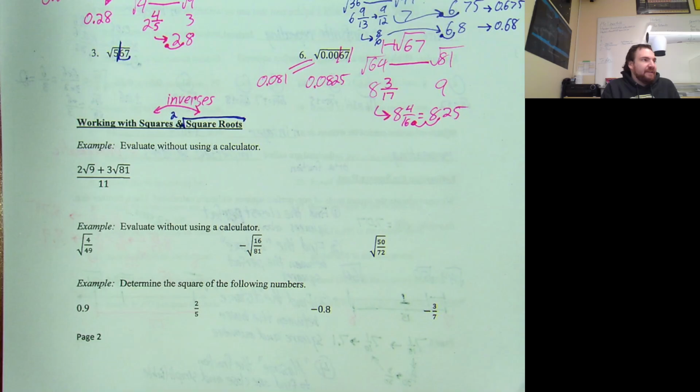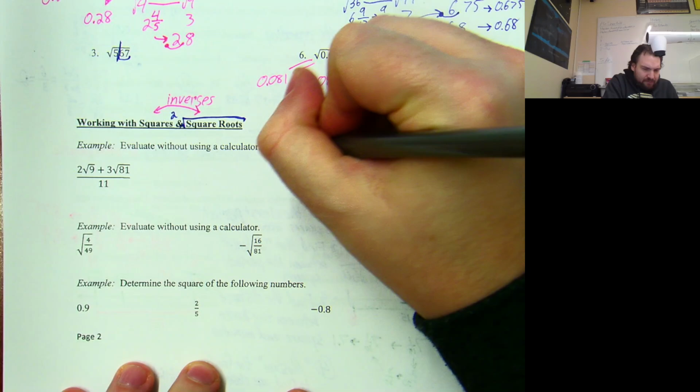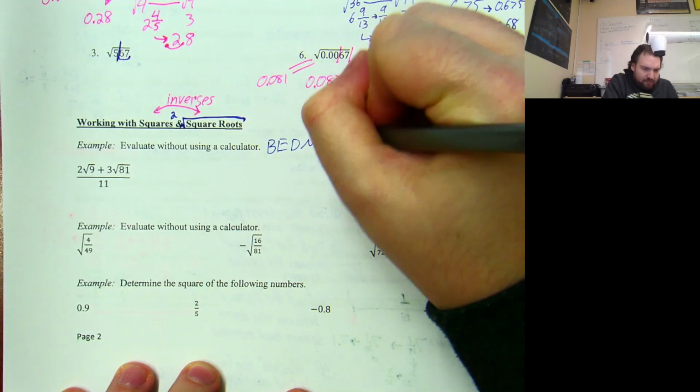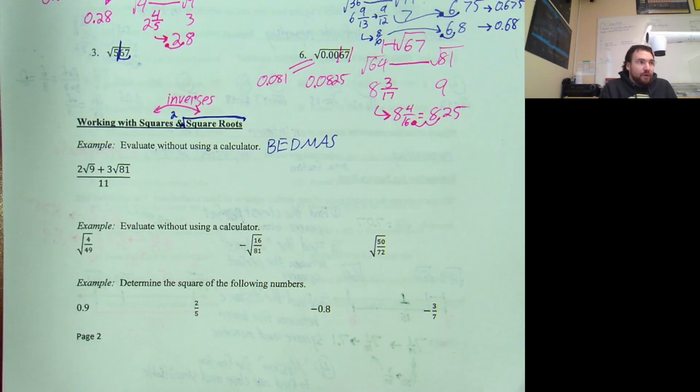Now, without the roots there, this looks an awful lot like what kind of style of question that we've already done? BEDMAS, order of operations. But now I've got the roots in here. Where in BEDMAS? There's no R in BEDMAS. Where do the roots go? Why exponents? Not only are they similar, they're exact inverses of each other.